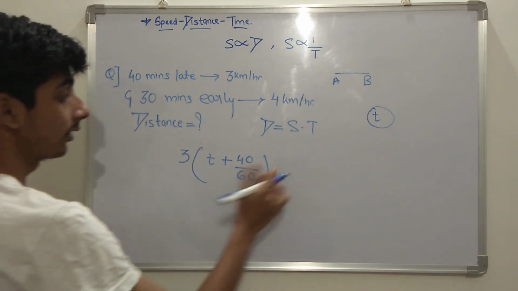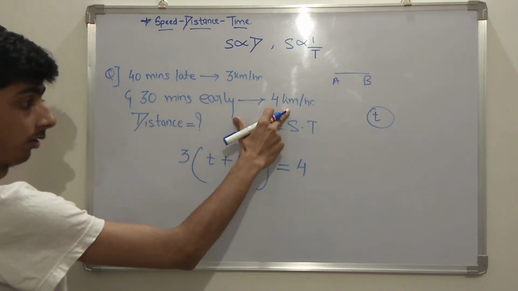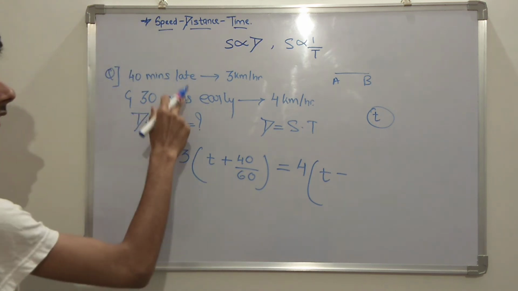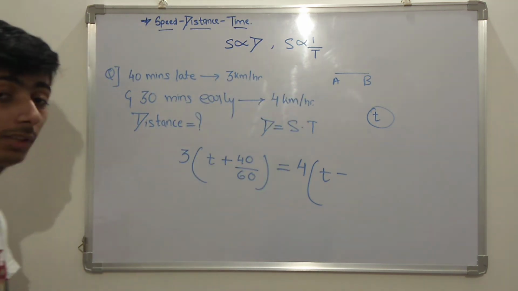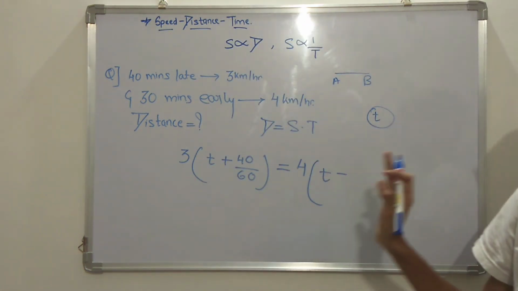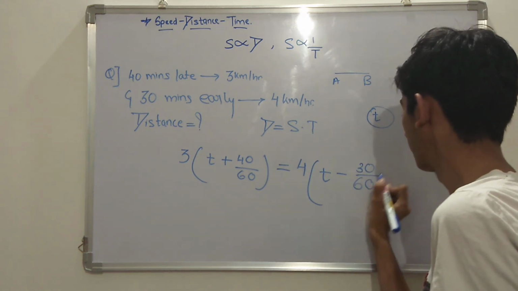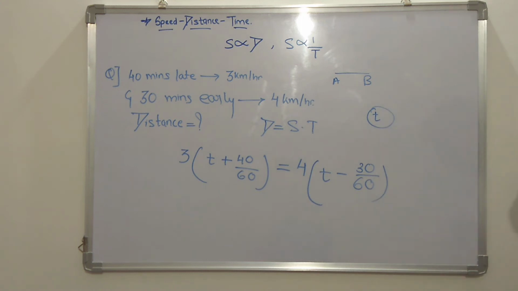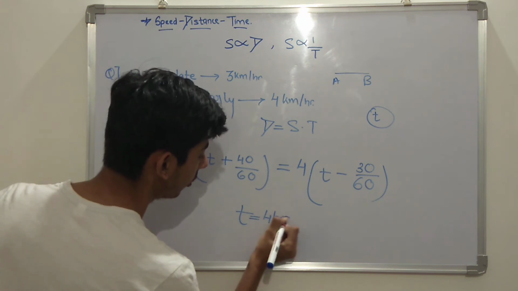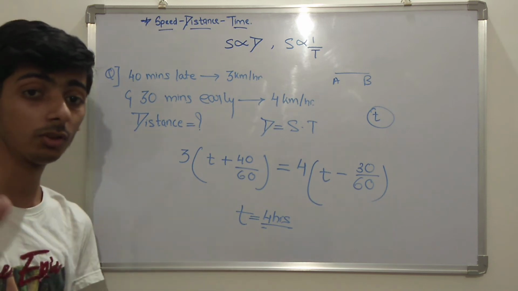And this distance is equal to 4, which is the speed, into t minus 30 upon 60, since he is 30 minutes early, so the time would be reduced from the original time t. When we equate this, we get t is equal to 4 hours.